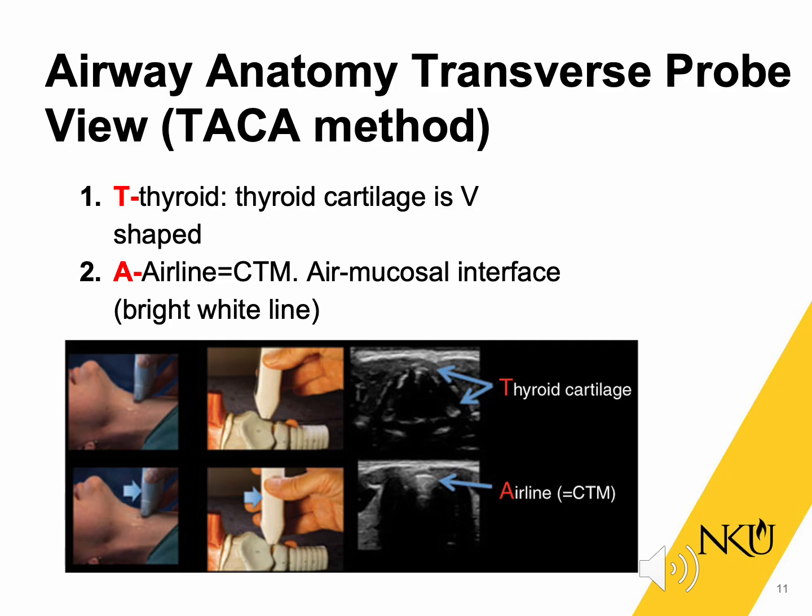A common method used to obtain an image of the cricothyroid membrane is the thyroid airline cricoid airline, also known as the TACA method. So you are going to start cephalad and slide caudal. There are 4 steps that we will be reviewing over the next few slides. First, the prominent triangular V-shaped thyroid cartilage is visualized, as you can see in the top right picture. Second, moving caudally, you will see the hyperechoic bright white line, and that is the cricothyroid membrane.